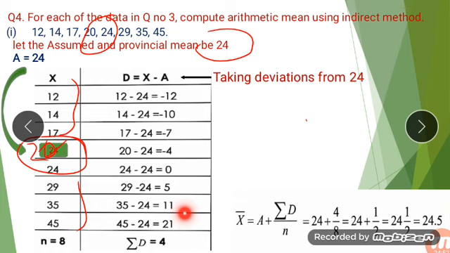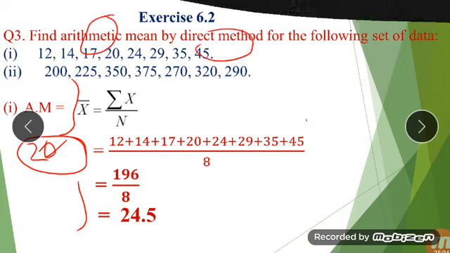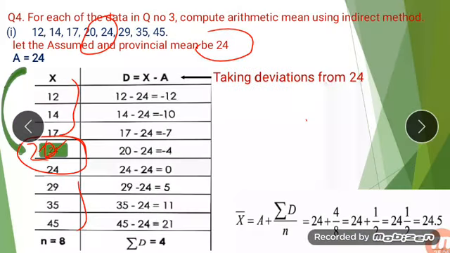Now we find the summation of d, the sum of deviations. By calculation it will be equal to 4. If we went with the direct method, the sum is 96, which is a big number. But by taking the deviations, we have converted the sum into a small value for the sake of calculation. The number of observations here is 8. So 24 is written as it is, plus 4 divided by 8.